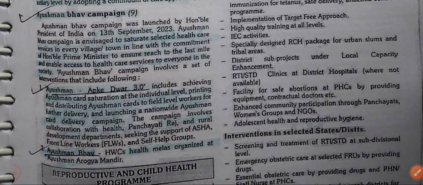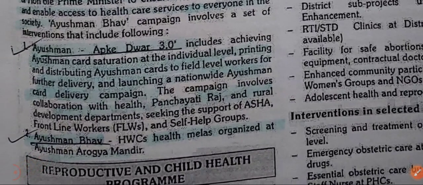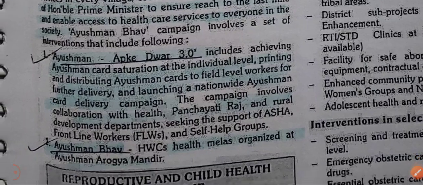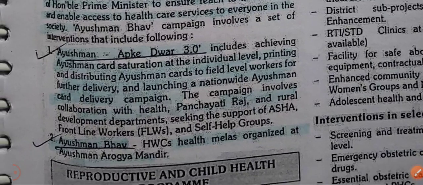This includes Ayushman Aapke Dwar 3.0 and the Ayushman Sabha. In Ayushman Aapke Dwar 3.0, this includes achieving Ayushman card saturation at the individual level, printing and distributing the Ayushman cards to the field level workers for further delivery, and launching a nationwide Ayushman card delivery campaign. The campaign involves collaboration with health, panchayati raj and rural development, and seeking the support of ASHA, frontline workers and self-help groups. Under this part of the Ayushman Bhav campaign, there is also the Ayushman Mela, the healthcare workers' health melas organized at the Ayushman Arogya Mandirs.